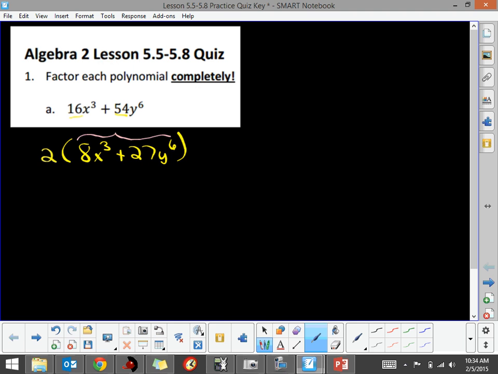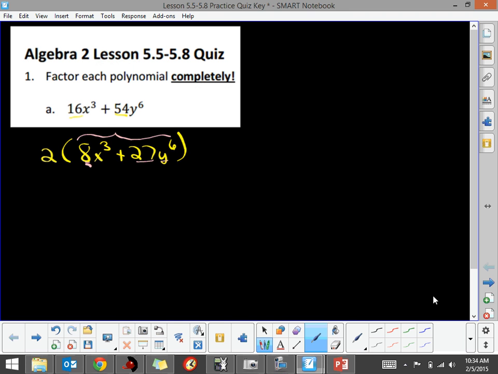factor that we have. And that stuff that I just highlighted with the pink above it, that is the sum of two perfect cubes. 8 is a perfect cube of 2, x cubed is a perfect cube of x, 27 is a perfect cube of 3, and y to the 6 is the perfect cube of y squared.